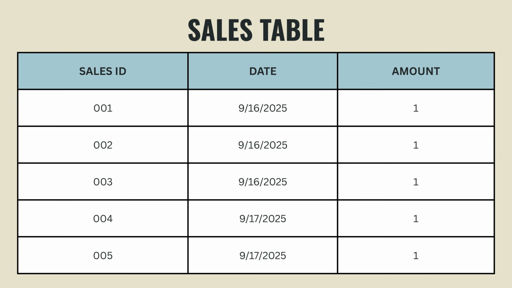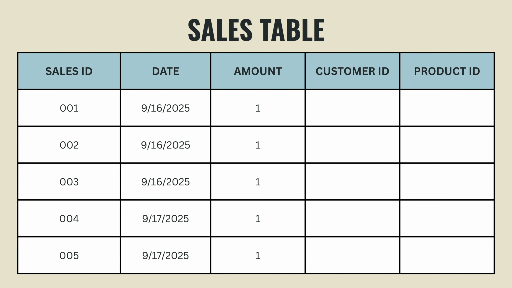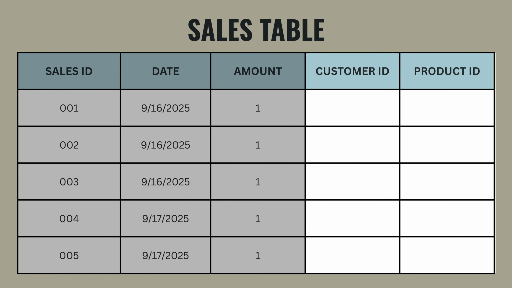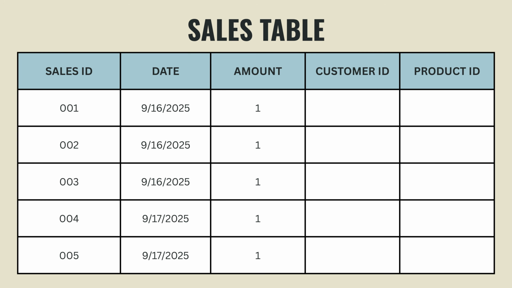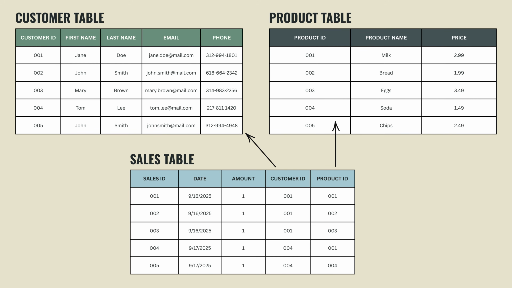To fix that, we add 2 new fields to the sales table, customer ID and product ID. These are called foreign keys because they link or point back to the primary keys in the customer and product tables. So instead of copying all the customer or product details into the sales table, we just store their IDs. And that single link keeps everything consistent and prevents duplication, and it makes changes super easy.